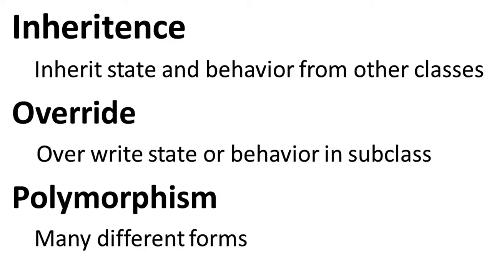Inheritance basically inherits the state and the behavior from other classes. Overriding is overwriting the state or the behavior in the subclass. Polymorphism, as the name specifies, is taking many different forms. Let's take an example and understand these concepts.